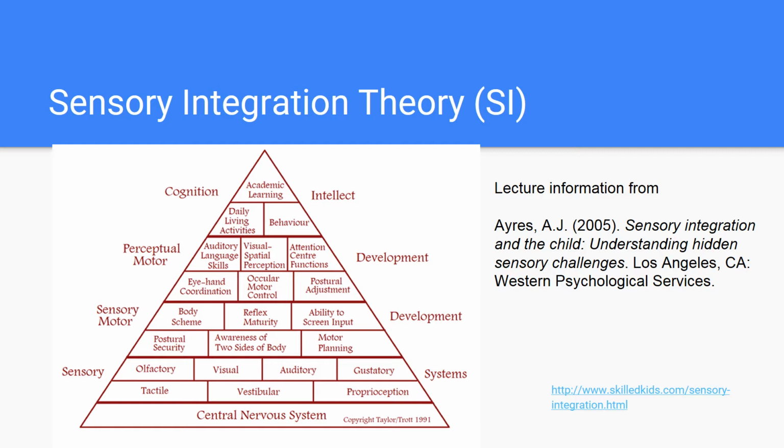Adaptive responses are developed through sensory motor play. You can see in the pyramid on the screen that each level of development builds on the previous section. Therefore, it would make sense that if one of your sensory systems is not providing accurate information to the brain, the development related to motor planning, body scheme, or body awareness could significantly be delayed.